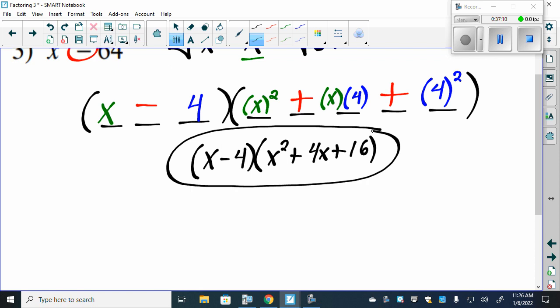Now, most likely we might have some time to squeeze the next one in, but I'm going to stop here and we'll finish this tomorrow. So we have 1 or 2 more that I want to do with sum and difference of perfect cubes, and then we will finish off with factoring by grouping.